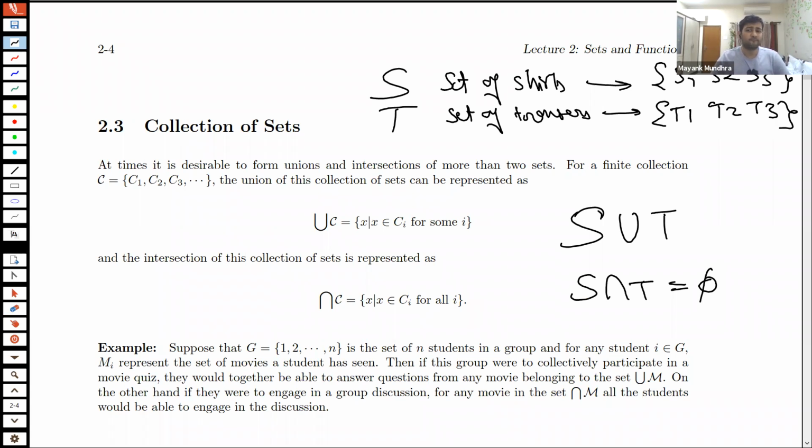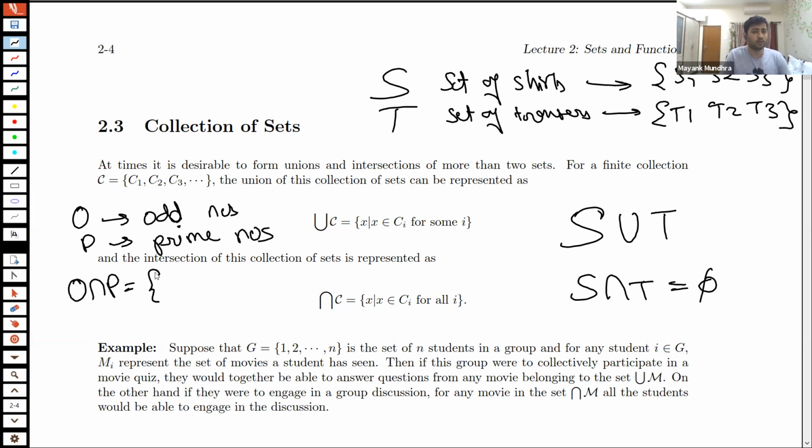So, sorry, O is, let's say, odd numbers and P is, let's say, prime numbers. So O intersection P will be the set where, basically, 2 will not be included. 2 is prime but not odd. 3 is odd and prime. 5 is odd and prime. 7 is odd and prime. 11, 13, 17, 19, and so on. So these will be all odd prime numbers. In fact, barring 2, all the prime numbers are odd. Okay.